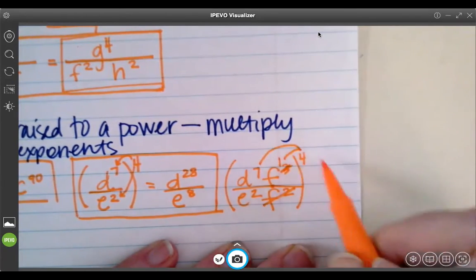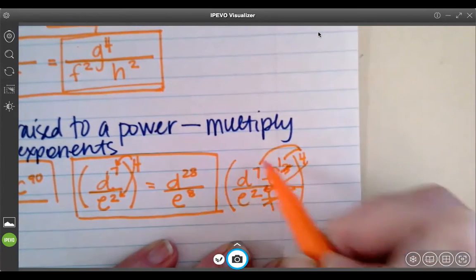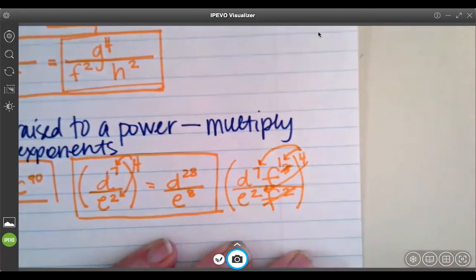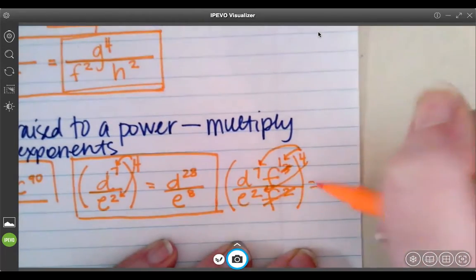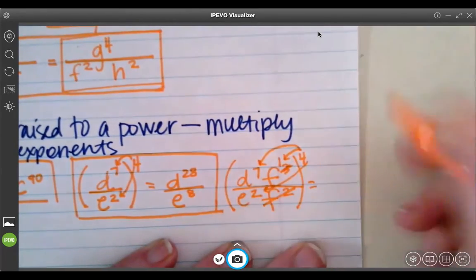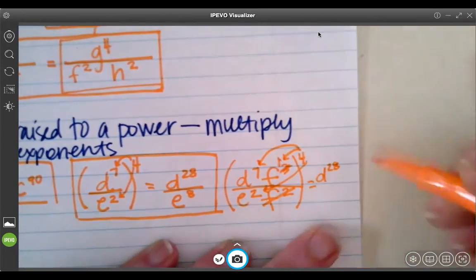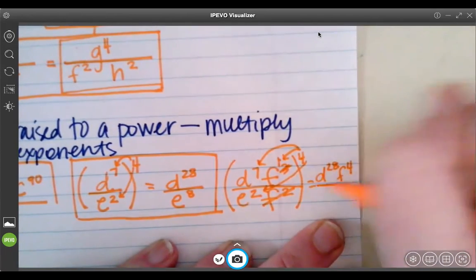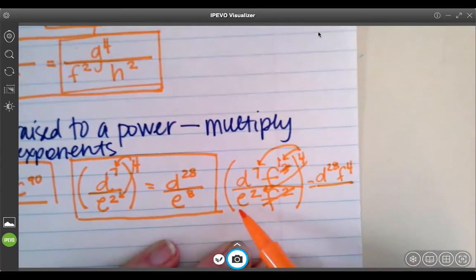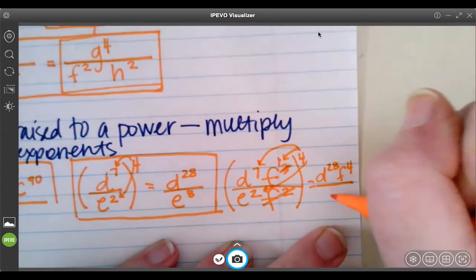Then you can distribute, again, to all three exponents now. So it's going to be D to the 7 times 4, which is 28. F to the 1 times 4, which is 4. And then on the bottom, E to the 2 times 4, which is 8.